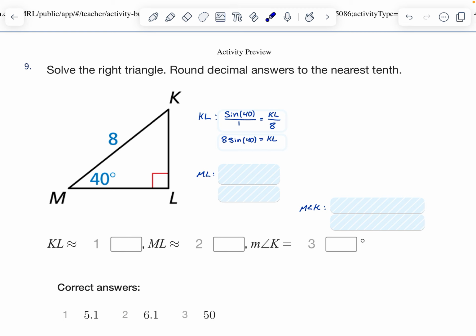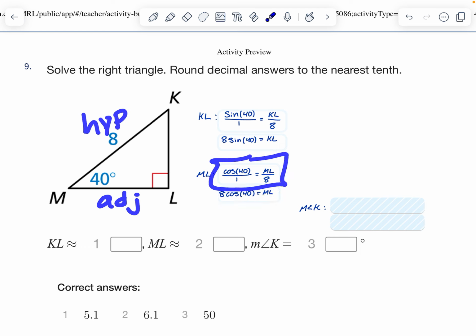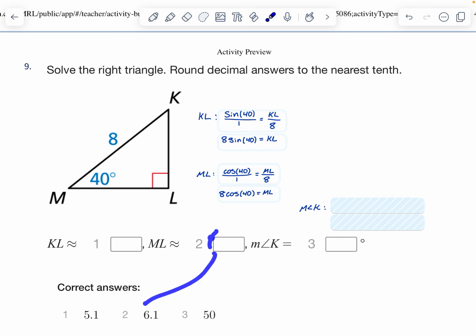To find ML, ML is down here. I know that that's my adjacent side, and that 8 is still the hypotenuse. Even though I'm looking at a different angle, my hypotenuse is the same. That's where we would use cosine, because cosine is the only one that uses adjacent and hypotenuse. Cross multiply, 8 times cosine of 40 is how we're going to get 6.1.